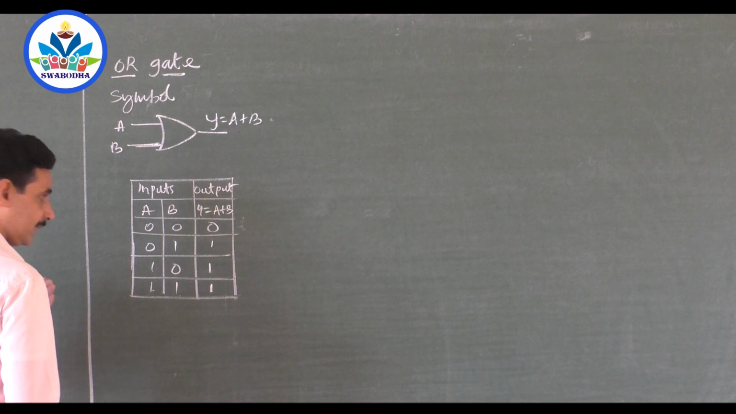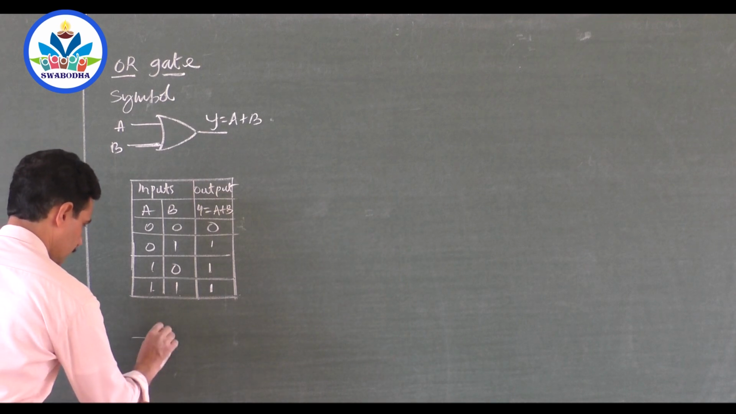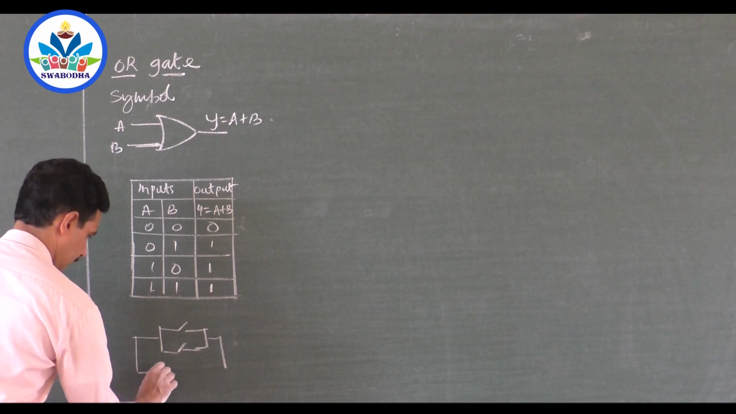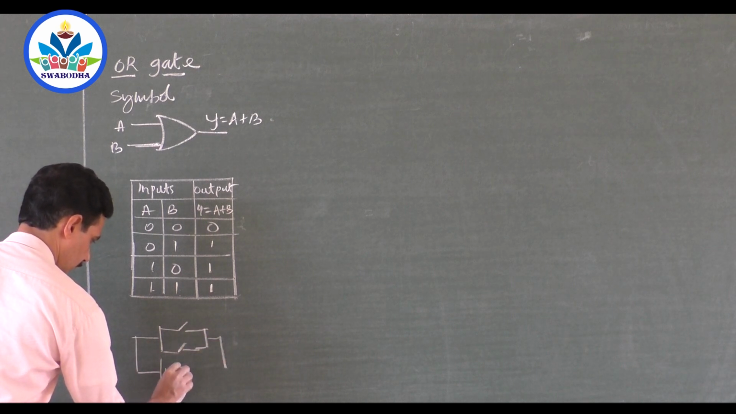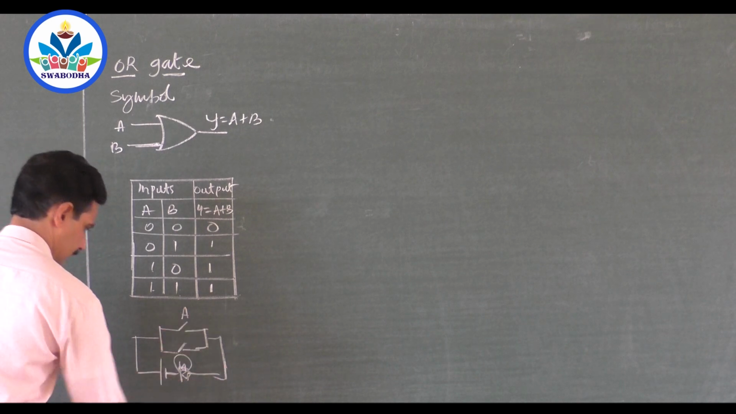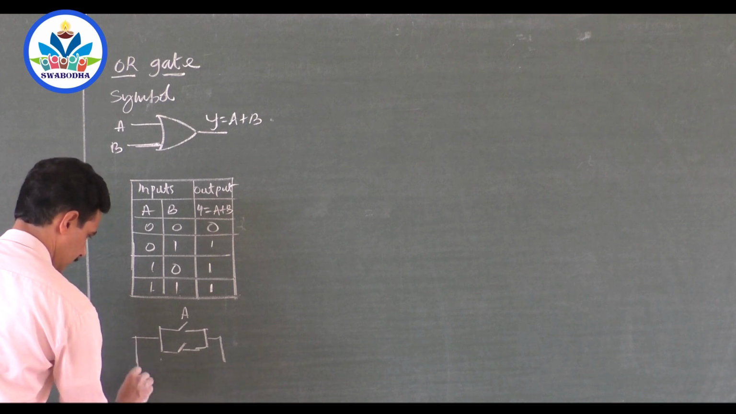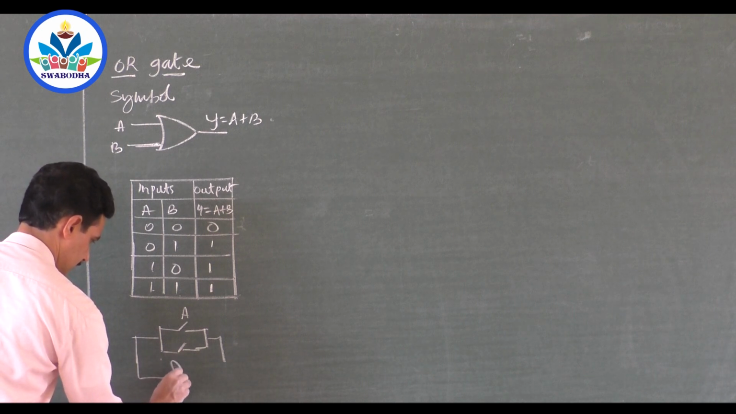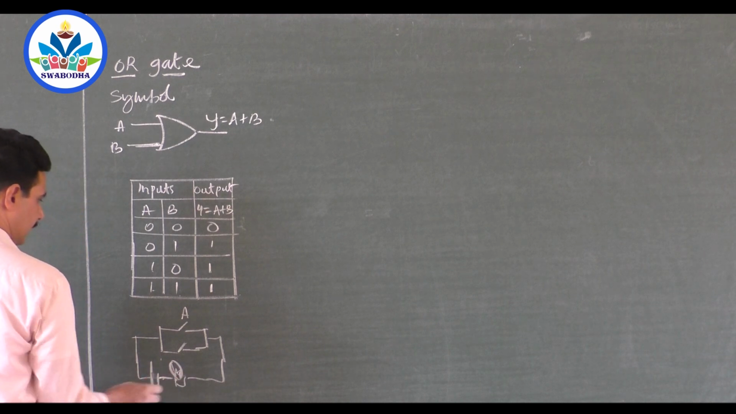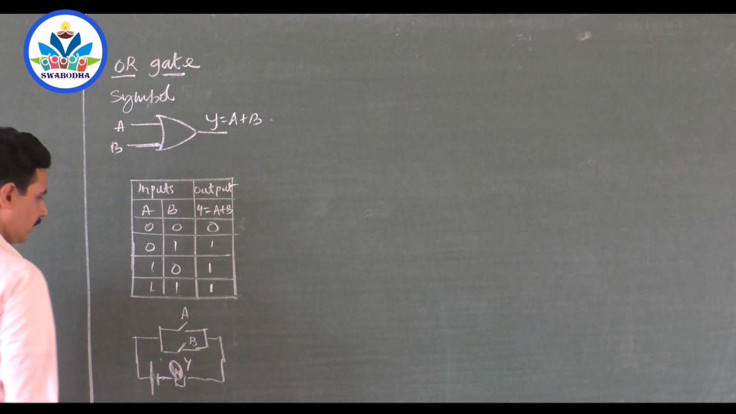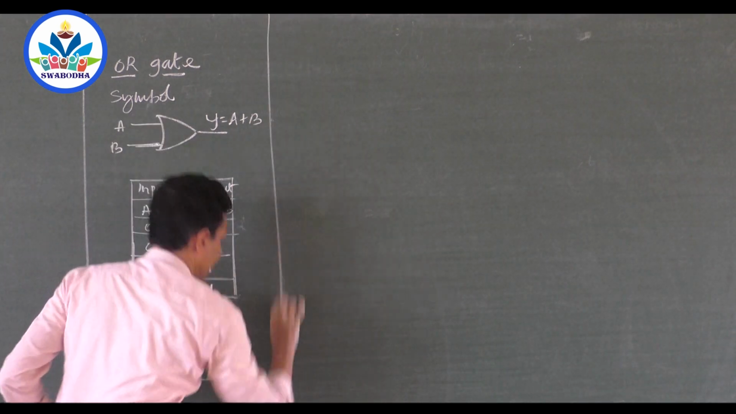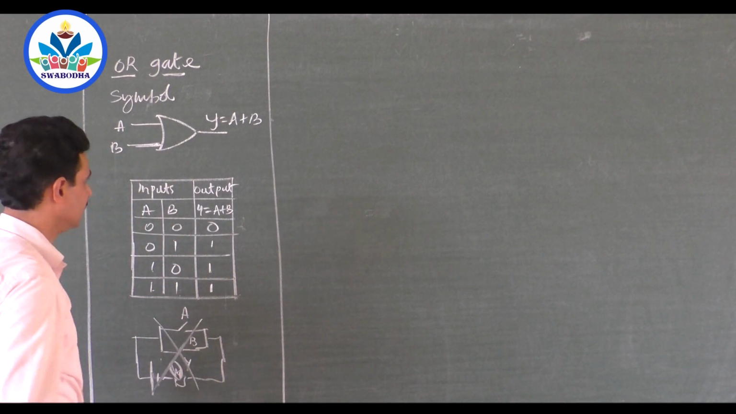And how do you remember it? Using a circuit, you have two switches in parallel, and then a bulb and a battery. The bulb will glow if either A or B or both switches are on. But don't write this at all in the exam.